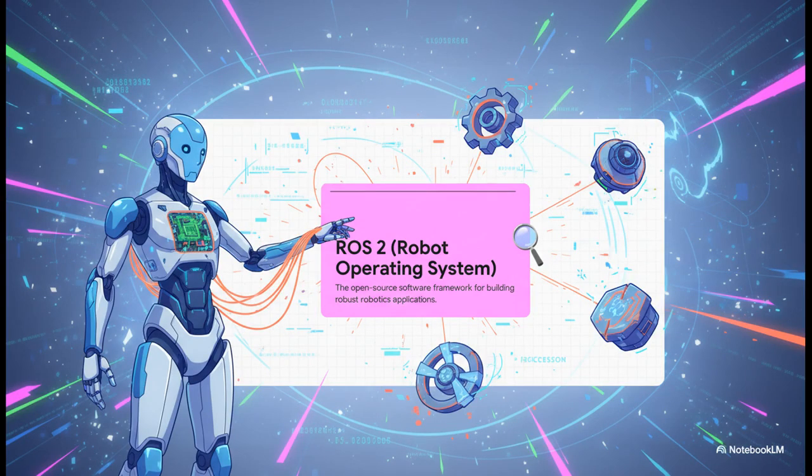And that digital nervous system? It's called ROS2, which stands for Robot Operating System. The best way to think about it is like the universal language for all robots. It's this amazing open-source software that makes sure the motors and the sensors and the computer brain aren't just a bunch of separate parts, but a single, unified system that can communicate perfectly.